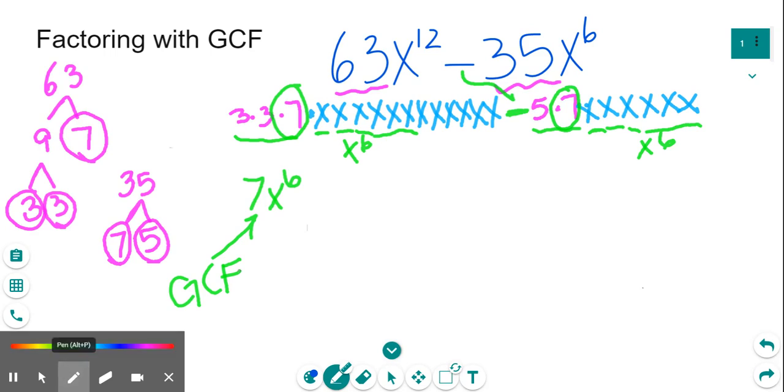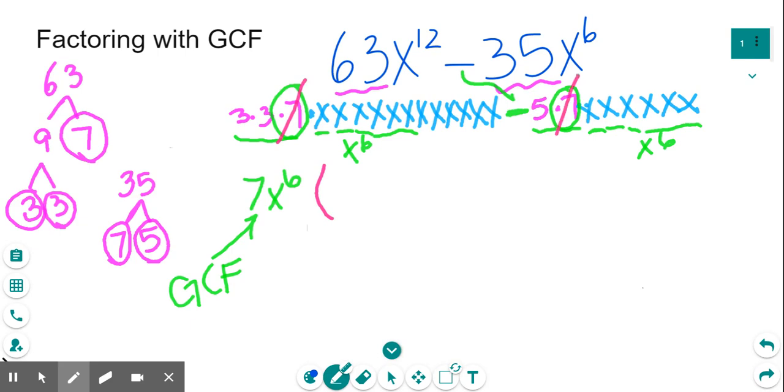Okay, now I'm going to look at what is left inside. So since we used up the 7 and we used up 6 x's, 1, 2, 3, 4, 5, 6, and over here we used up these x's, what is left over? Well, here I have 3 times 3, which is 9. And here I have another 6 x's. So that's x to the 6th. And then I'm going to bring down that minus.